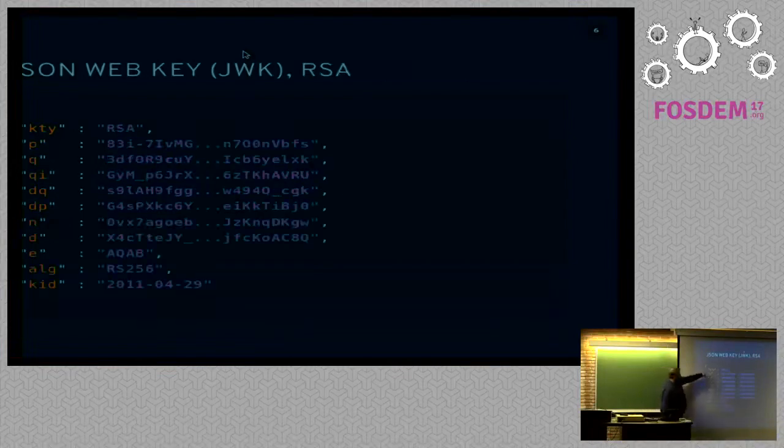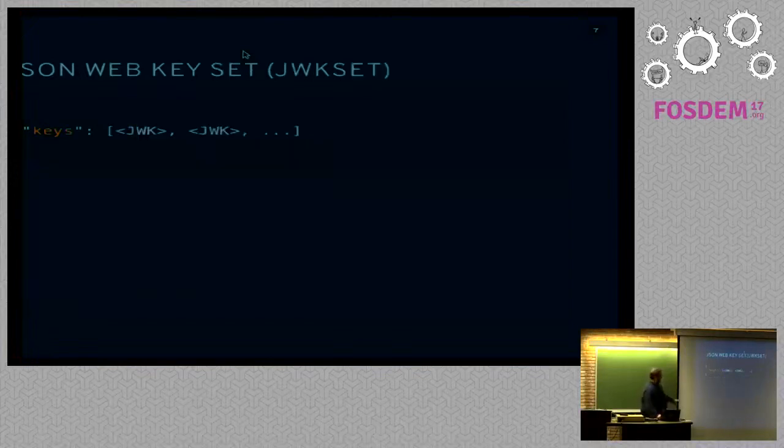So here's an RSA key, similar stuff. You've got a key type RSA. You've got all the public and private values. You've got the algorithm that this key can be used with, and the ID that uniquely identifies this key. So this is all just the RFC stuff. So we have a JWK set, which is just a set of keys, and it's an object with one attribute, keys, which is an array containing all of the keys.